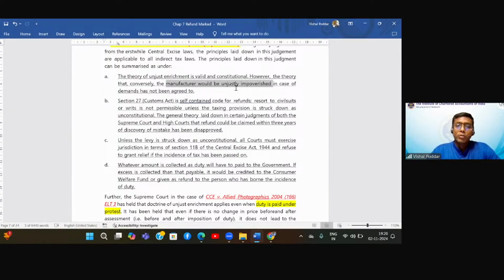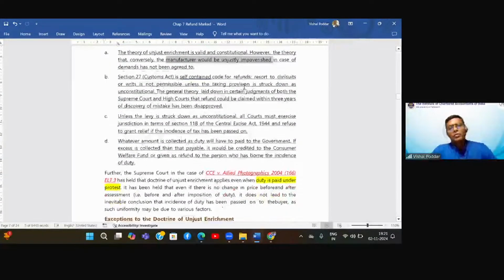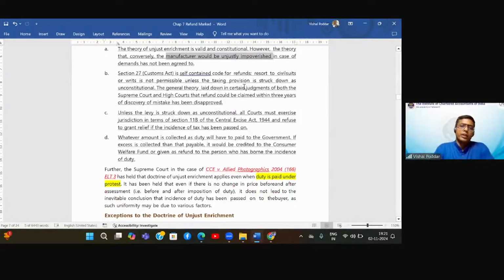So somebody today may go into the court saying that, okay, like how you are applying unjust enrichment, apply the other way around. The courts have already said that the other way around theory is not applicable. So you have to pay the differential tax out of your pocket and also along with interest and penalty.